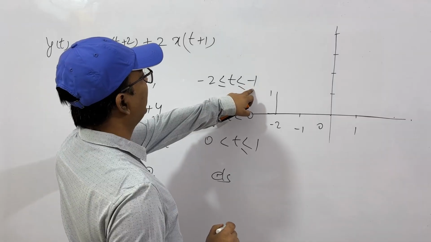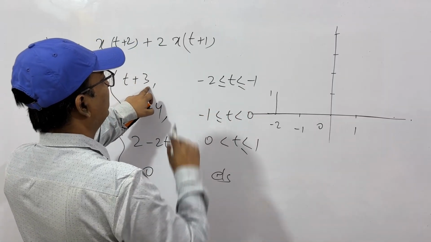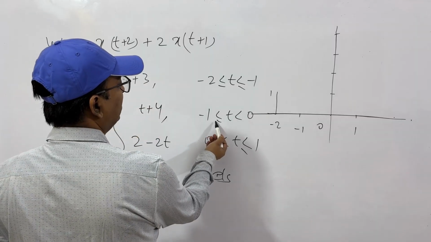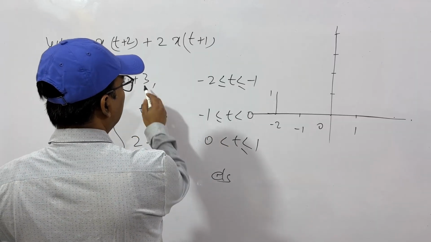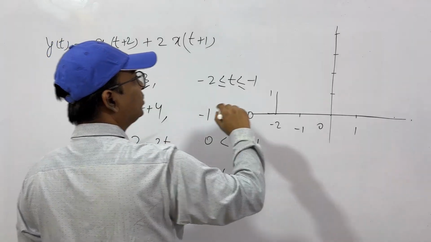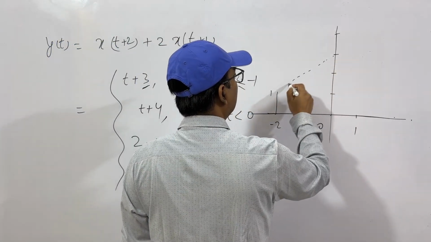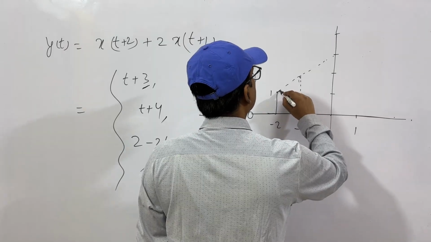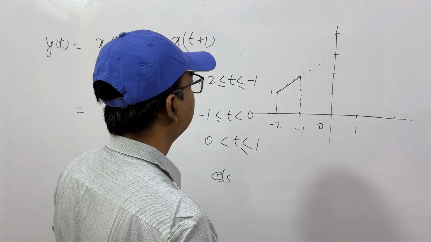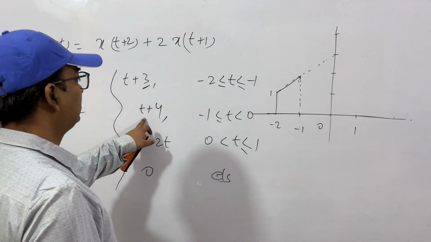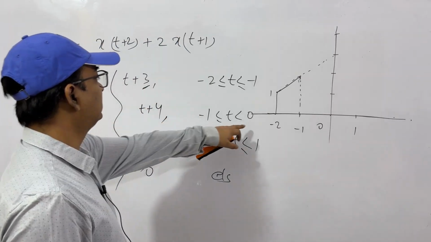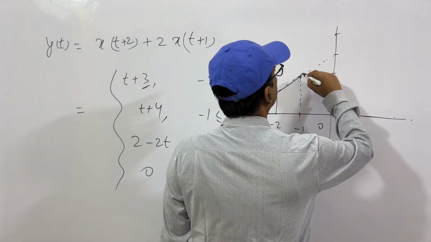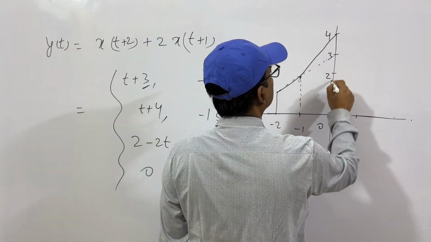At t equal to minus 1, what will be the value? If you put minus 1 here, it will be 2. But you see, when it is minus 1, it actually is 3, and this also shows that this will go up to 3. So it will follow this line, from here to here, like this. Then at minus 1, it is this one. At 0, it will be 4. So simply, from here to here, it will go to 4. This is 4, this is 3, this is 2, 1.